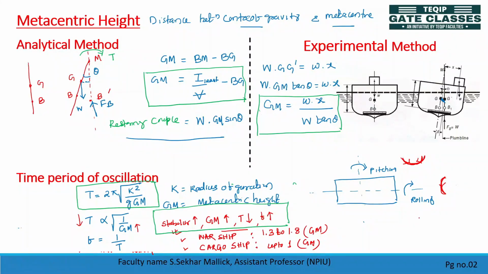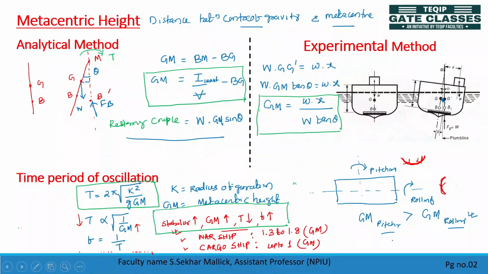स्टेबिलिटी कहां पे ज्यादा होगा, फॉर पिचिंग और रोलिंग? Remember, metacentric height for pitching is greater than metacentric height for rolling. So in case of pitching, stability will be more compared to rolling. So rolling में ज्यादा खतरा है। Okay.